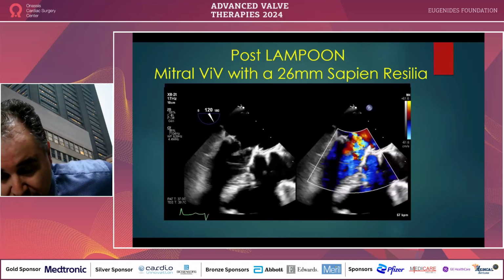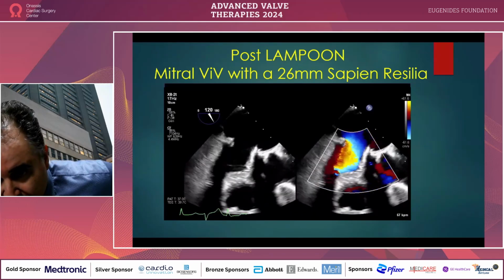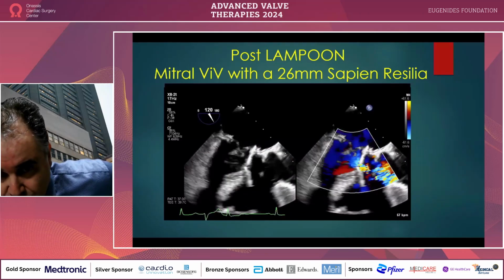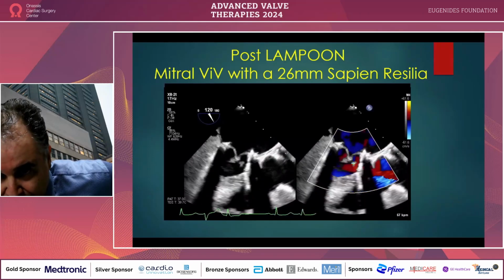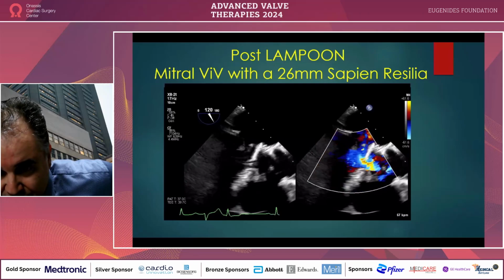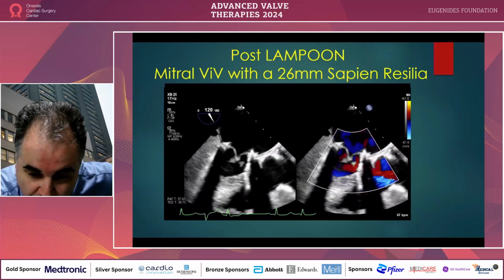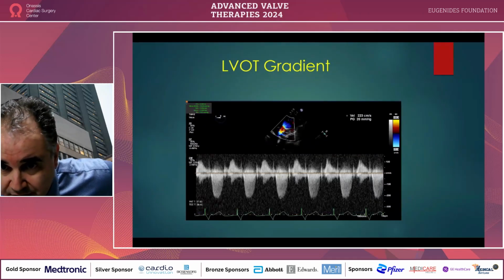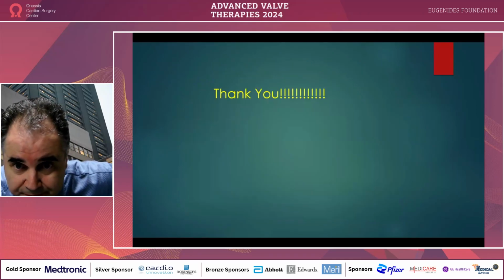And we know that because the neo-LVOT prediction by the CT was 80. And as you can see here, the Lampoon procedure made this possible. You can see the flow through the anterior leaflet in this case. Without this, it would have been catastrophic. So, very good prediction by the CT. And this was a peak gradient of 20 after the procedure.